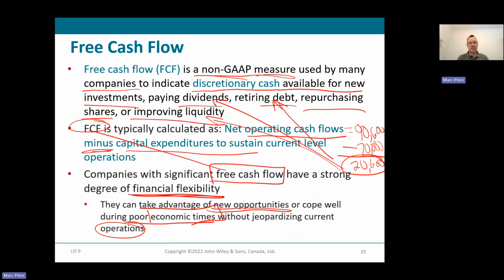So that covers it for today. Let me know if you have any questions. It was a lighter presentation compared to the heavier ones on leases, income taxes, and pensions. So that's great.